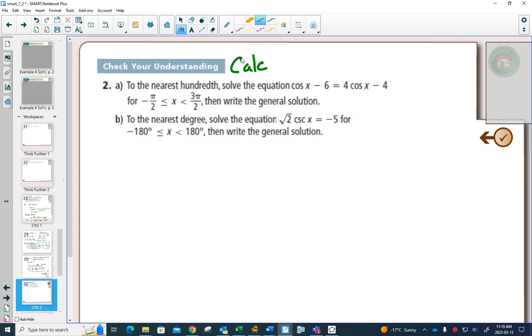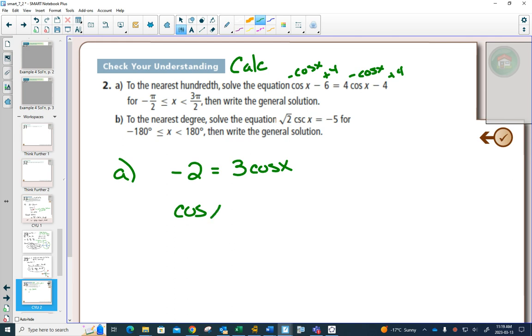So just looking at this, I could subtract cos x on both sides to put those like terms together. I could add 4 to both sides to get those like terms together. That would leave me with negative 2 on the left and 3 cos x on the right. Divide both sides by 3. And I would get cos x equals negative 2/3.